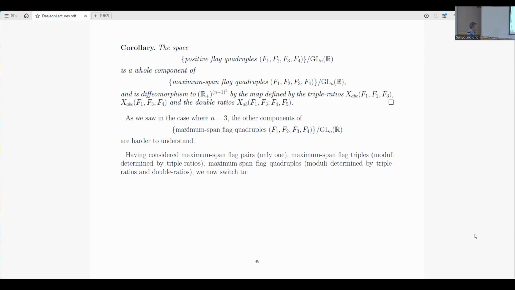And as we saw in the case where n is equal to 3, on the other hand, the other components are messy. They are really hard to understand. Or at least they are defined by weird conditions and so on. Okay, so that's it about flag quadruples.